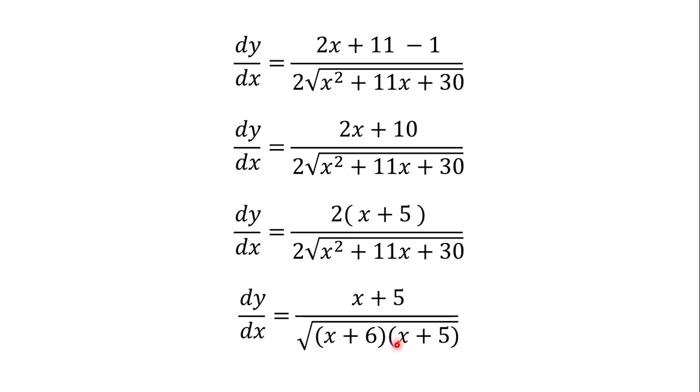you remember in that previous video I said I will do my possible best to get what we actually integrated, how the question was presented to us. I will do my possible best to get that same thing for you guys. So that is the motive of factorizing the quadratic expression here. Okay, so you're going to get x plus 5 divided by square root of x plus 6 times x plus 5.